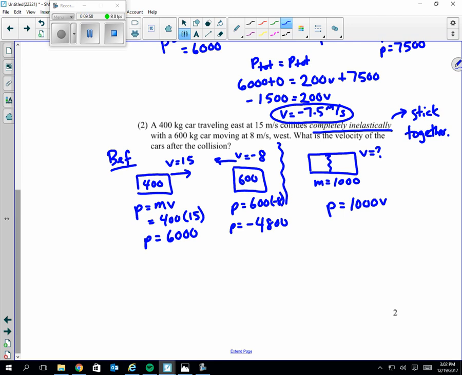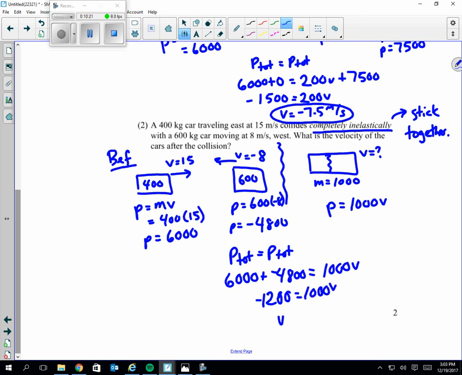Then I do p total equals p total. So before I have the 6,000 plus negative the 4,800. My after is just 1,000 v. Negative 1,200 is 1,000 v, and v is negative 1.2 meters per second. So the only tricky part about that one was remembering to make this be negative and knowing when they stick together that I can combine the masses.